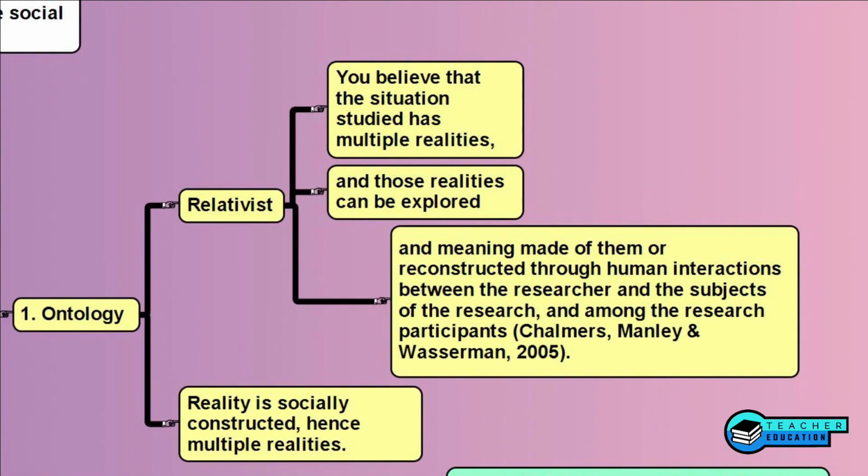The ontology of the paradigm is relativist, where you believe that the situation studied has multiple realities, and those realities can be explored, and meaning made of them or reconstructed through human interactions between the researcher and the subjects of the research, and among the research participants, Chalmers, Manley and Wasserman, 2005. Reality is socially constructed, hence multiple realities.